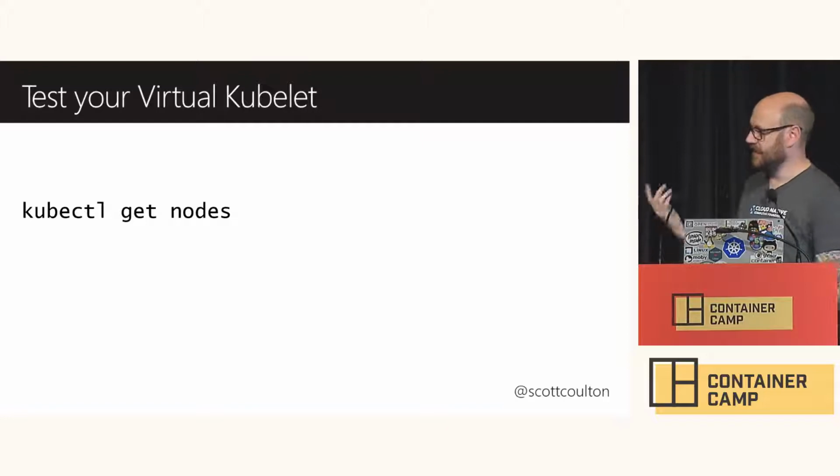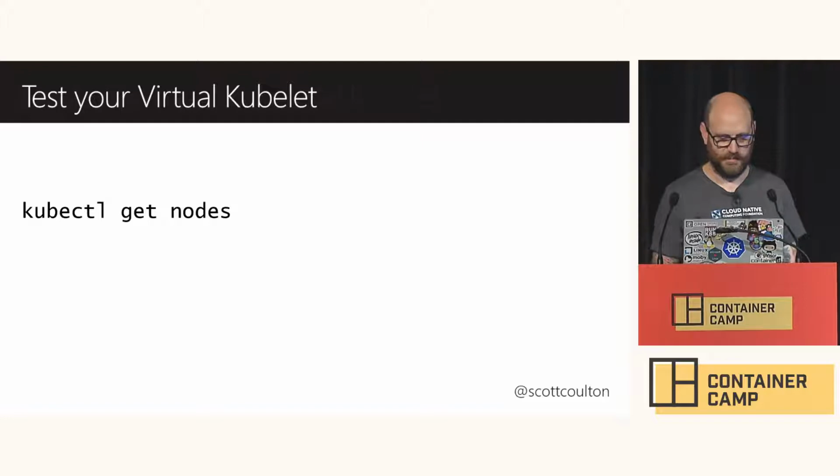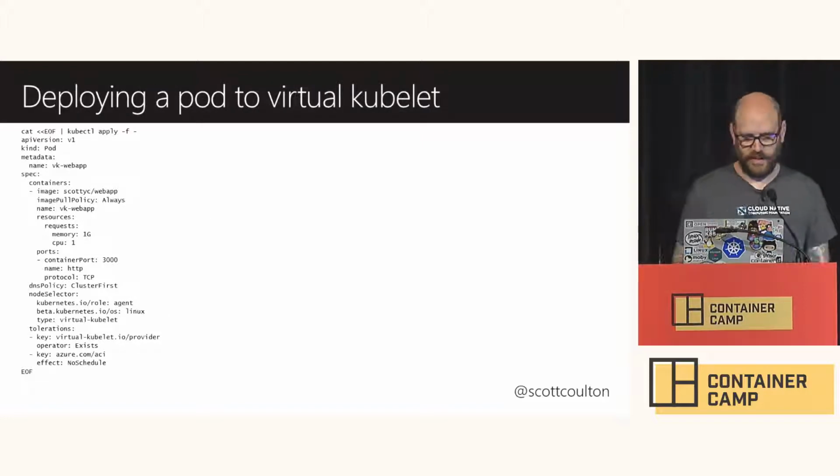You can see it's installed with kubectl get nodes, like I showed you, the ACI connector. It doesn't take too long to come up. And basically what I've done is I've just deployed a single pod to that.